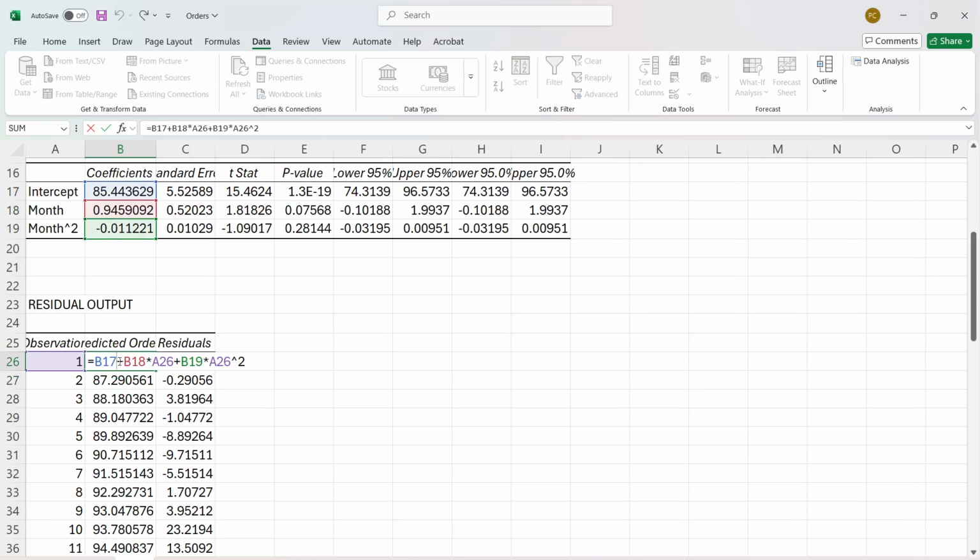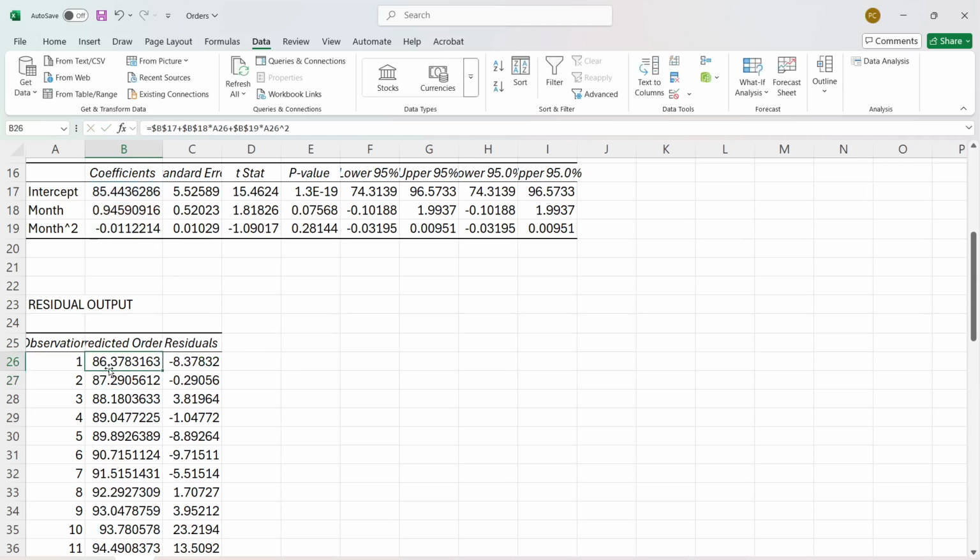Now I'll jump right back in and make sure that B17 doesn't move if I click and drag. So let's make sure that B17 doesn't move, B18 doesn't move, and B19 doesn't move. A26 can move as I click and drag this down, but this 86.378 is the right number. I'm going to click and drag and make sure I get 87.2905, this next one. There it is, it's the right number.